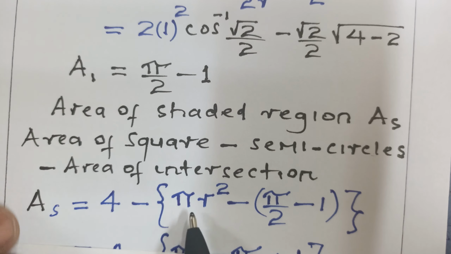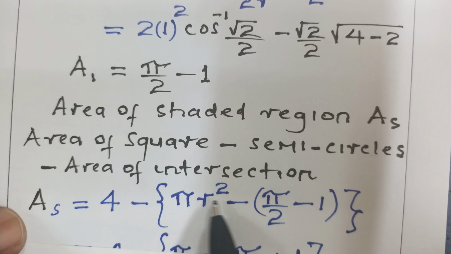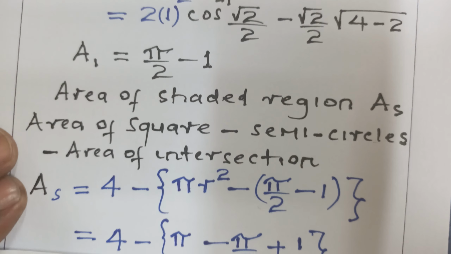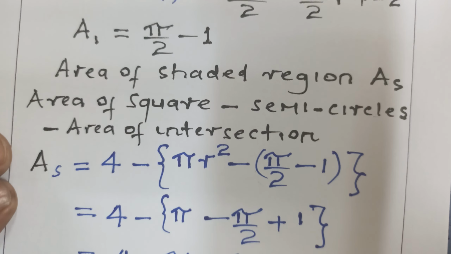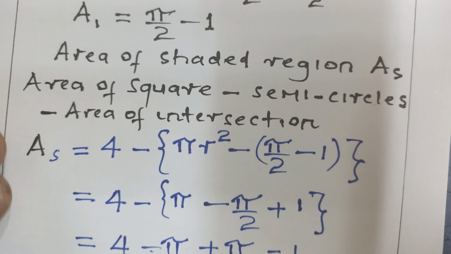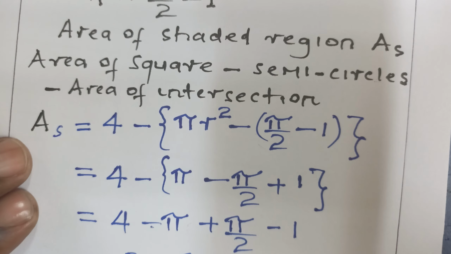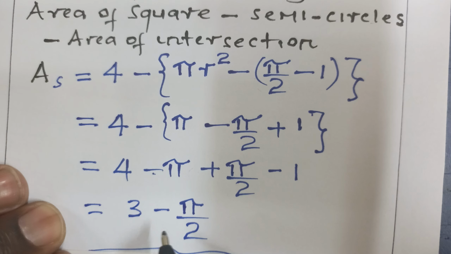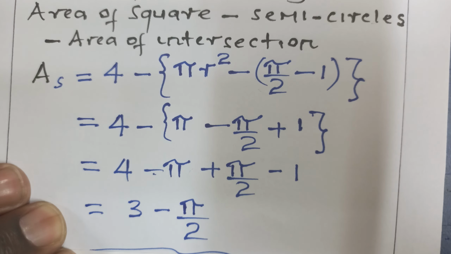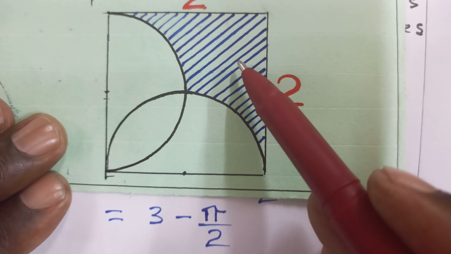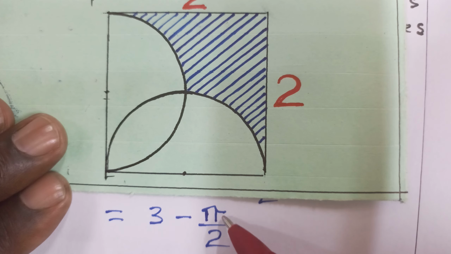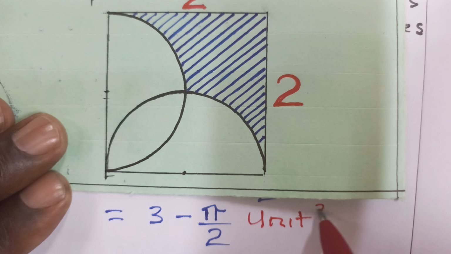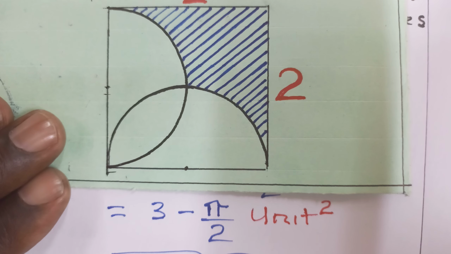And this is the equation, guys. Area of the two semicircles, pi r squared, now minus the area of intersection. Guys, when that is subtracted from 4, we shall have this: 4 minus pi plus pi over 2 minus 1. And finally, guys, this is our solution. Our solution is 3 minus pi over 2. And so, guys, this area is 3 minus pi over 2 units square. And thank you guys for listening to me. Bye bye.